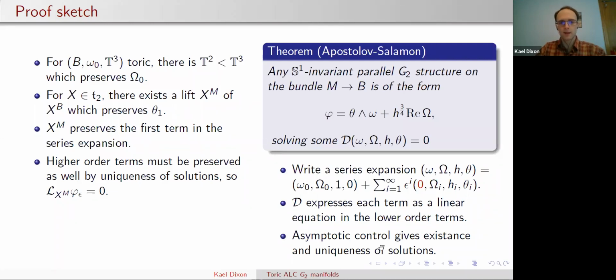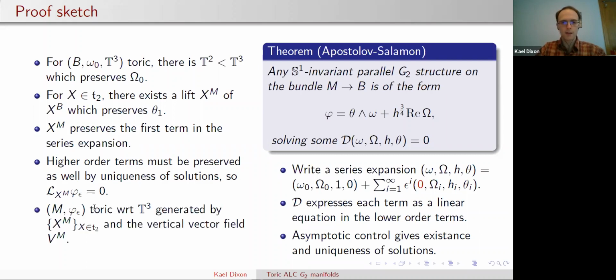Then if you try to push forward by our lifted Killing vector field, you're just going to get a new solution. So by uniqueness, it must have been preserved. So you end up with the whole structure preserved, and we've created our torus action by just taking these two-dimensional family of lifts as well as the vertical vector field for the circle bundle, which we will denote by V.